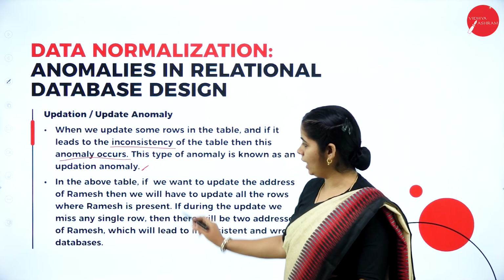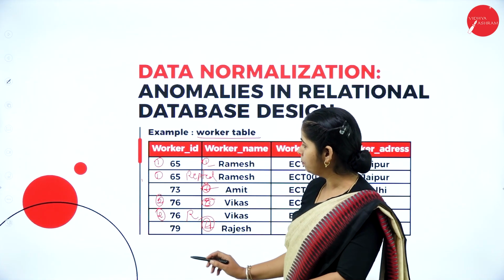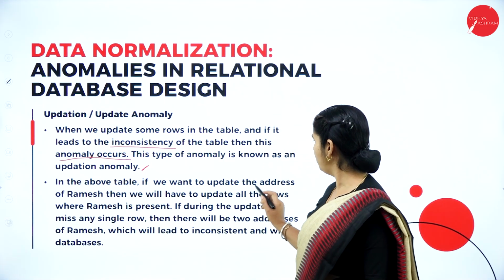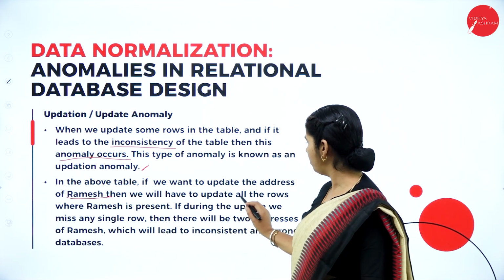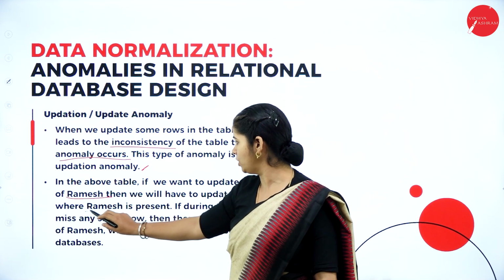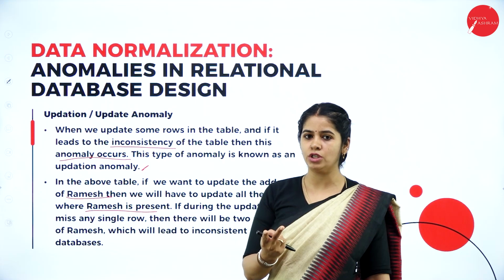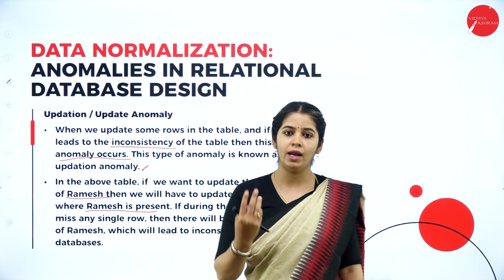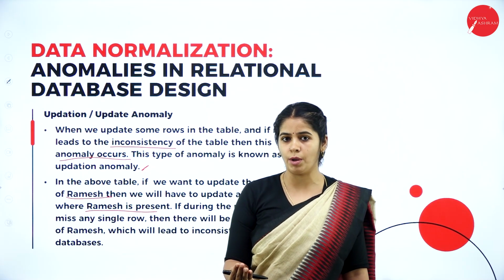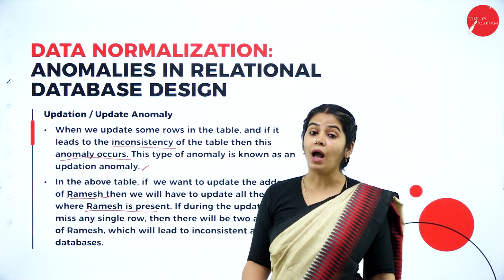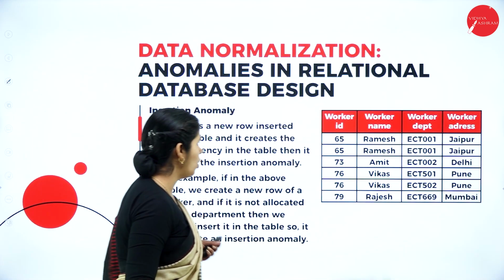You can take an example of the previous table. In the above table, if you want to update the address of Ramesh, then we have to update all the rows where Ramesh is present. In how many rows is Ramesh present? In 2 rows. In one row you have updated the address of Ramesh, but in another row you forget to update it. Then it causes an updation anomaly.